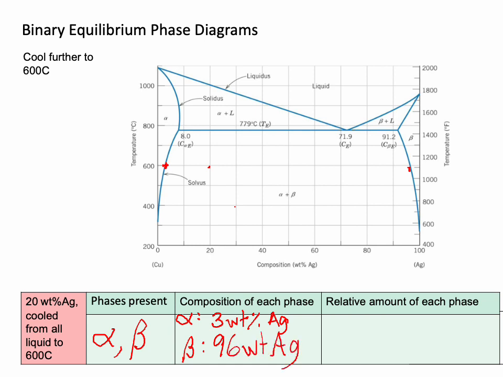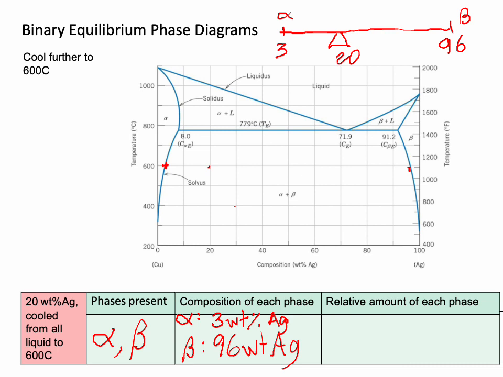Now notice, these two numbers don't add up to 100. They might, they could, but that would be a coincidence. Those numbers, the compositions, don't add up to 100. The relative amounts do. So to do the lever here, my fulcrum is again at 20. And my alpha is at 3. And my beta is at 96.